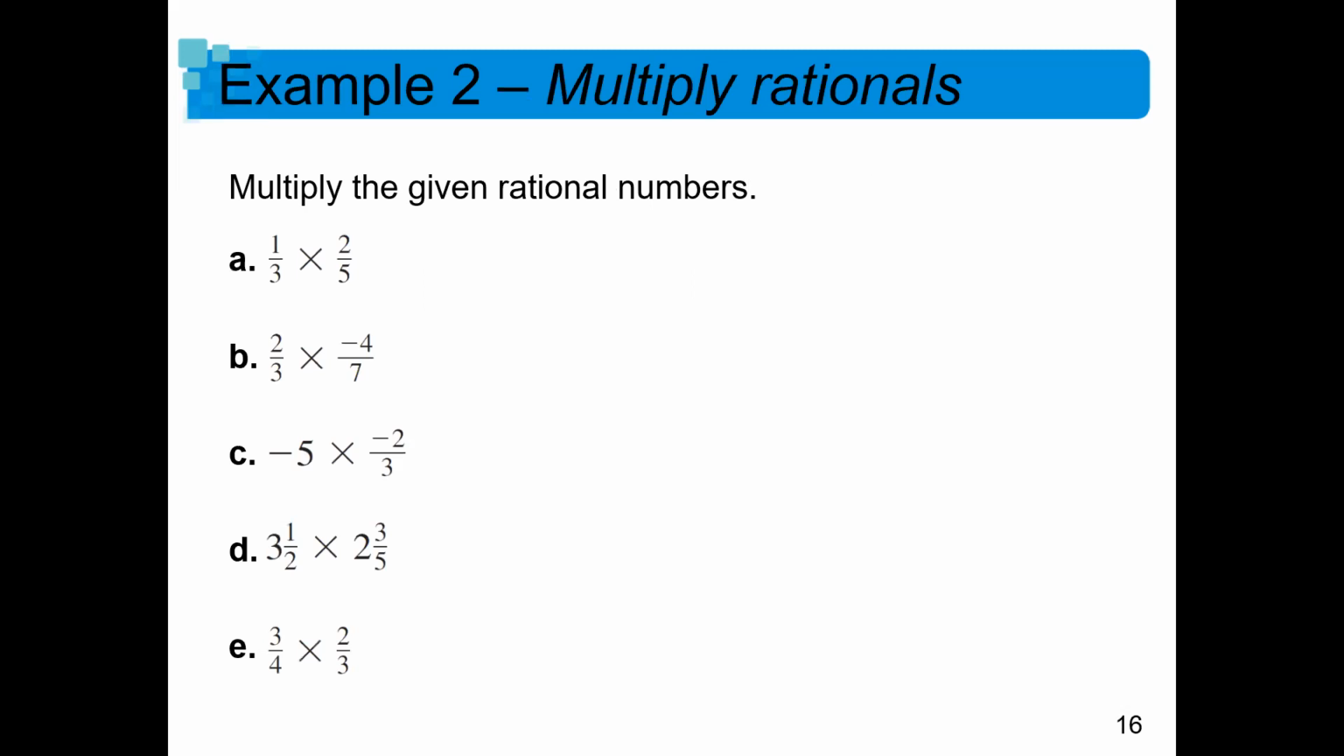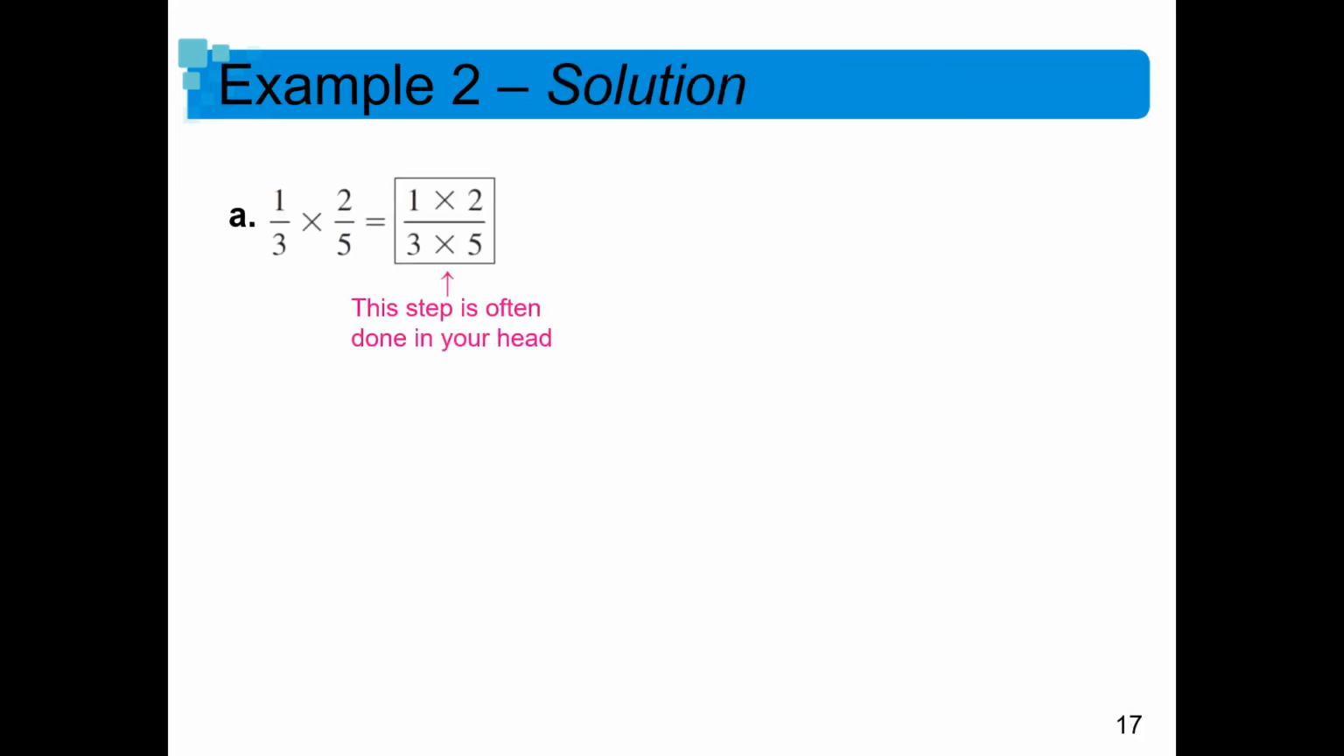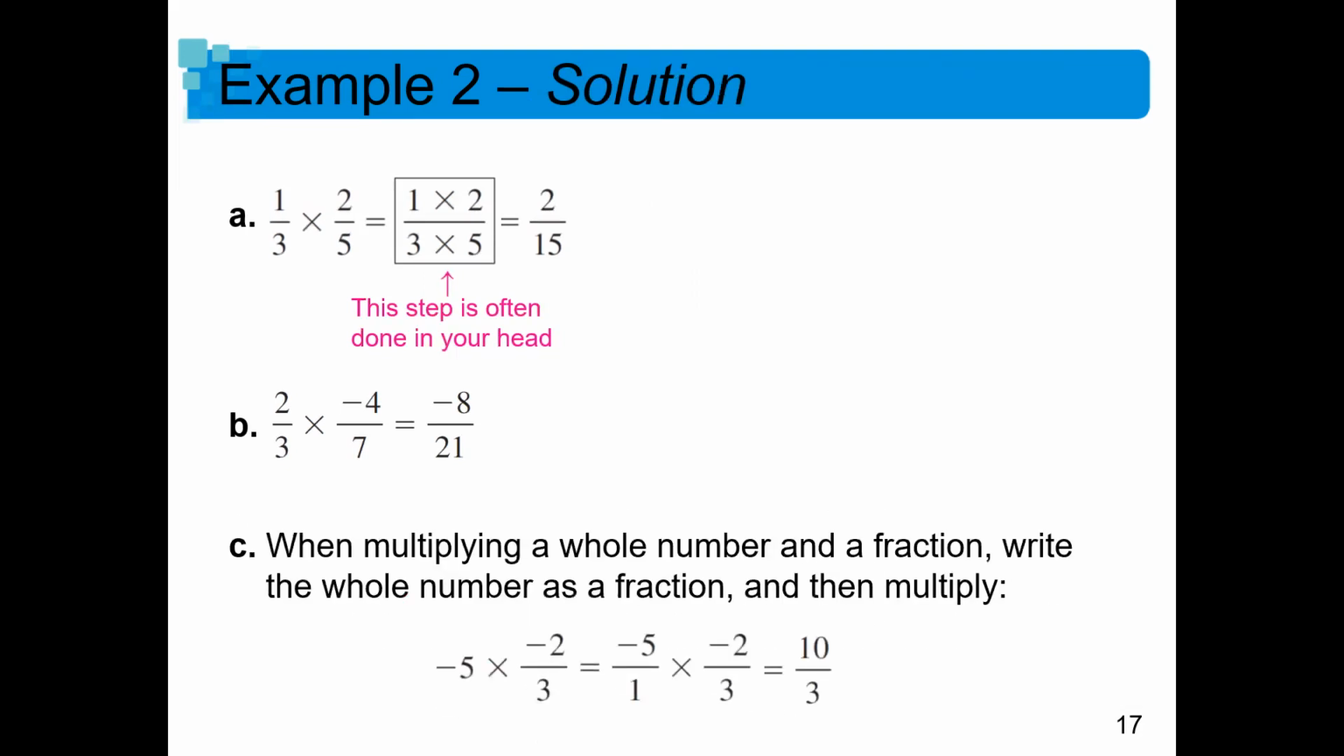So let's try for letter A, 1/3 multiplied by 2/5. I mean, all you have to do is multiply the numerators and multiply the denominators. And the answer is 2 over 15. So again, here what you do is you multiply the numerators and then you multiply the denominators. So multiplication is very easy for fractions.